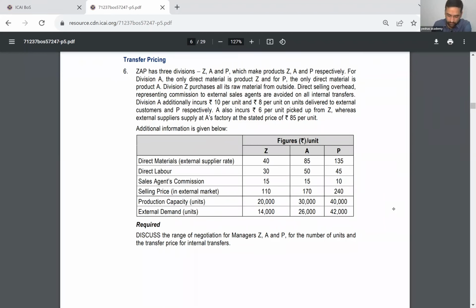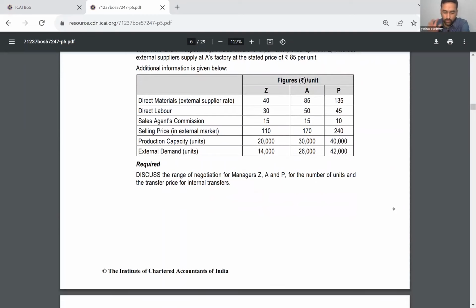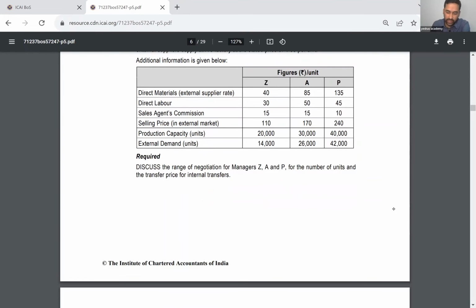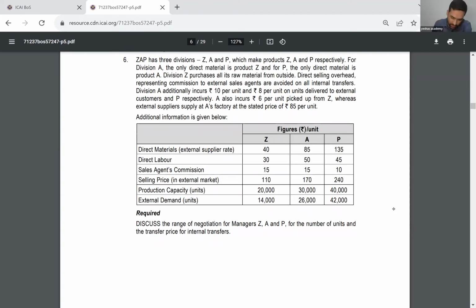Now you need to observe that's the end of the question. When you are writing the solution, first see the condition for Z, A and P: the production units and the external demand. For example, let me talk about Z. You can produce 20,000 units, but you can sell only 14,000 units. That means the balance 6,000 you have to transfer internally. Correct? Now you have less bargaining power on the balance 6,000, because there is no choice. You can produce 20,000, but you can sell only 14,000 outside. So 6,000 extra, what will you do? You will have to transfer internally.